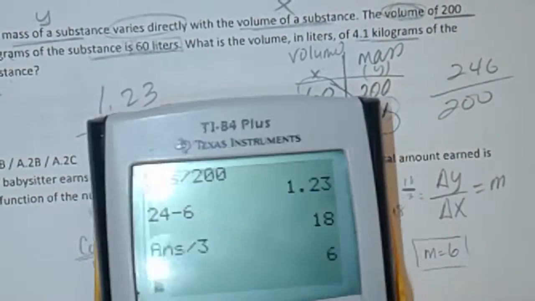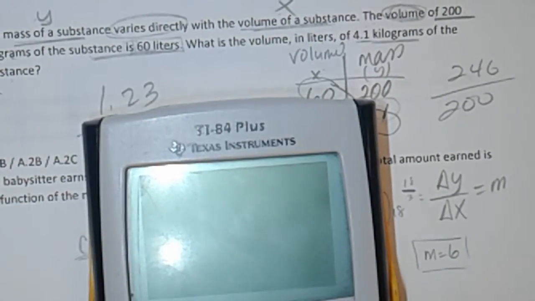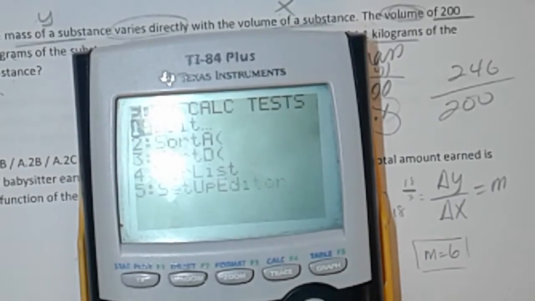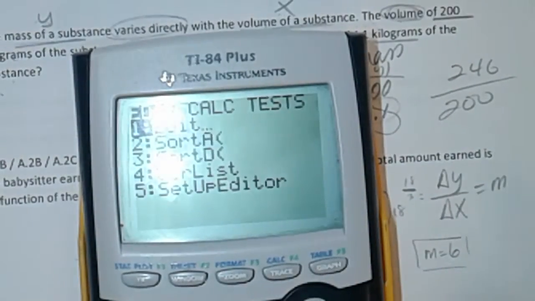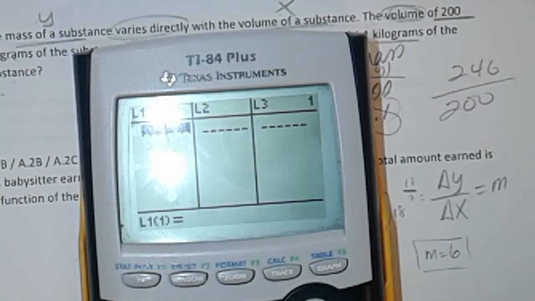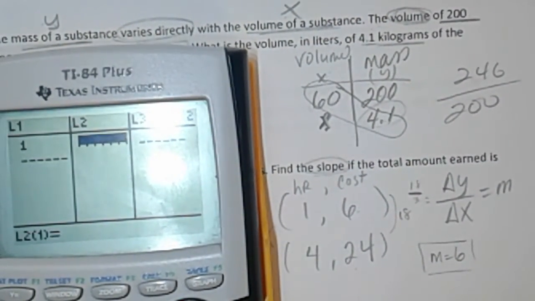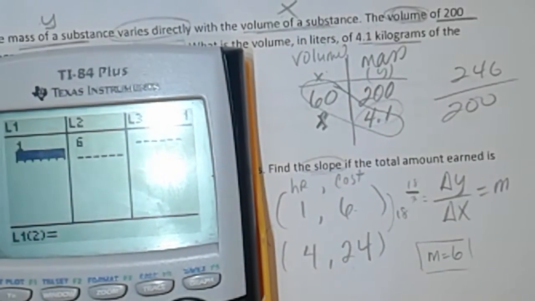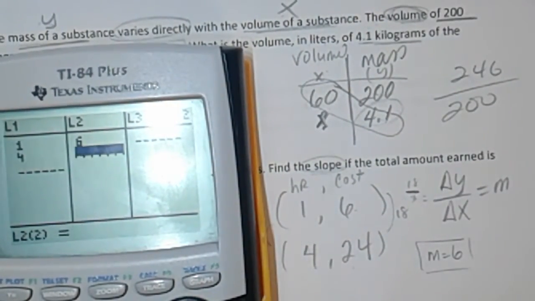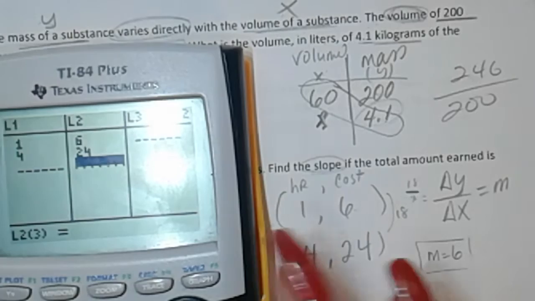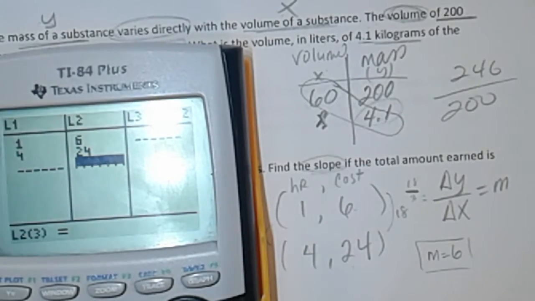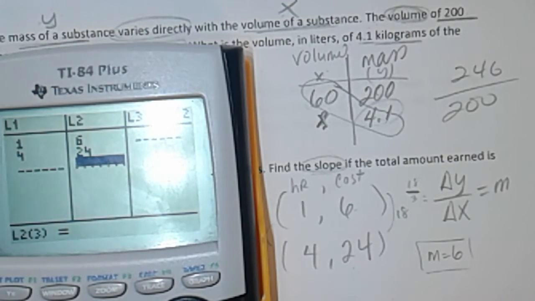Now, for those that needed to use stat edit, you can do that. Stat edit. And we put in 1 in list 1, then 6 in list 2. And just using the calculator to check my work, because you know when you're videoing things online, all kinds of stuff happens, and you want to make sure the answer is correct, as well as the process.